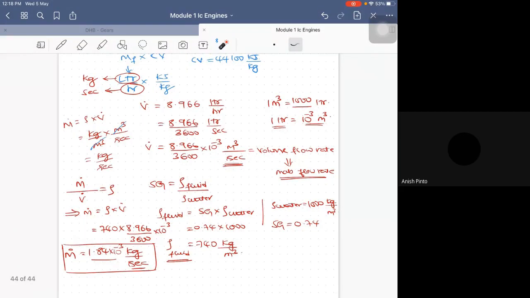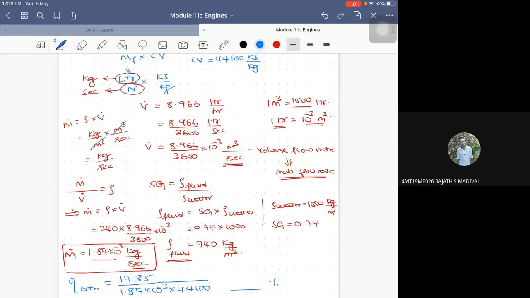We can go on with the substitution. So the brake thermal efficiency is equal to what? Brake power. So how much is the brake power? 17.35 kilowatt divided by mass flow rate, which you have just calculated, 1.824 into 10 to the power of minus 3, cross CV value, which was 44100. Whatever answer you get, if you multiply it by 100, it would be in percentage. 21.38 percentage, and that is the value.